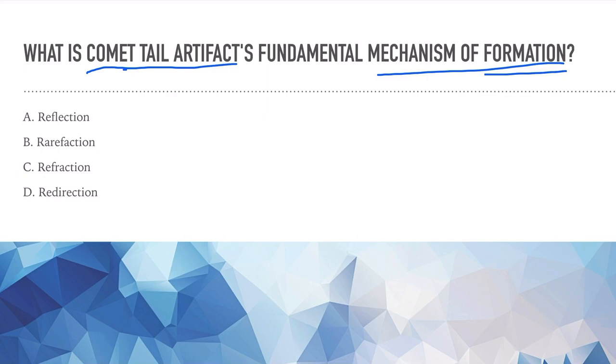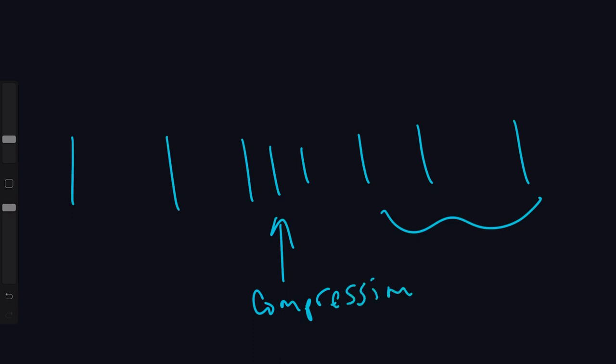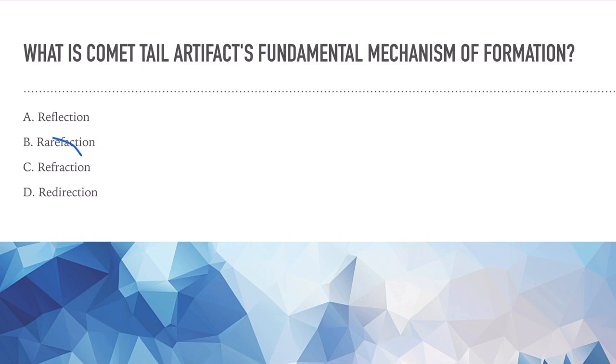So rarefaction, that has to do with the property of the wave. If you remember, the wave basically acts like particles. It kind of squishes, and it's like a slinky. If you bounce it, some parts are going to be squished together, and some parts are going to be stretched apart. So we have our compression right here because everything's compressing. And then we have our rarefaction. I just think of it like rare. It's not common. That helps me remember that that's the part where the wave is further apart from each other. That has nothing to do with comet tail artifact, so we know it's not that one.